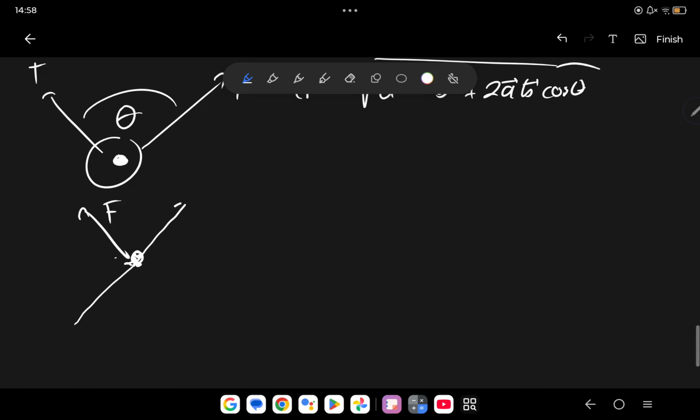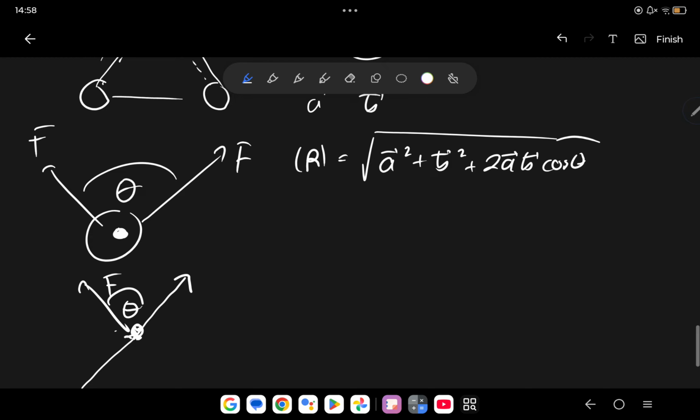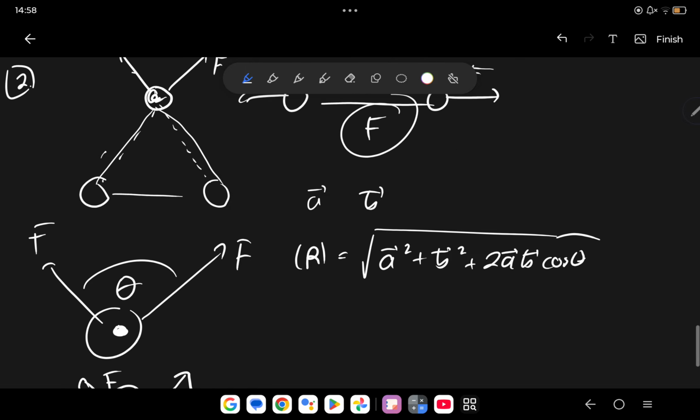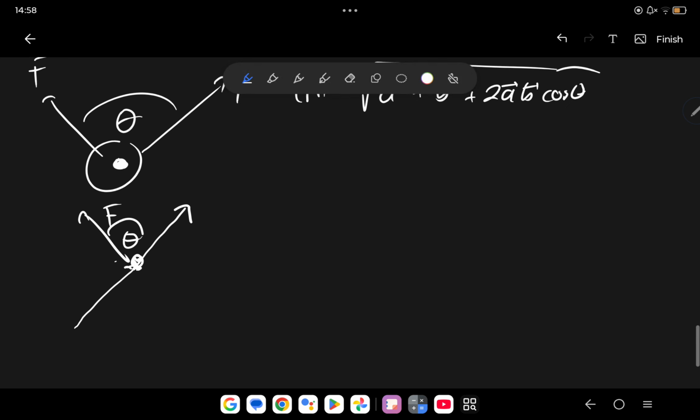Okay, now they're both pointing outside, so this is theta. Just keep that in mind. Now the question is, what is the size of theta? How do we do that? We do it by this triangle. Same side triangle, even cooler.